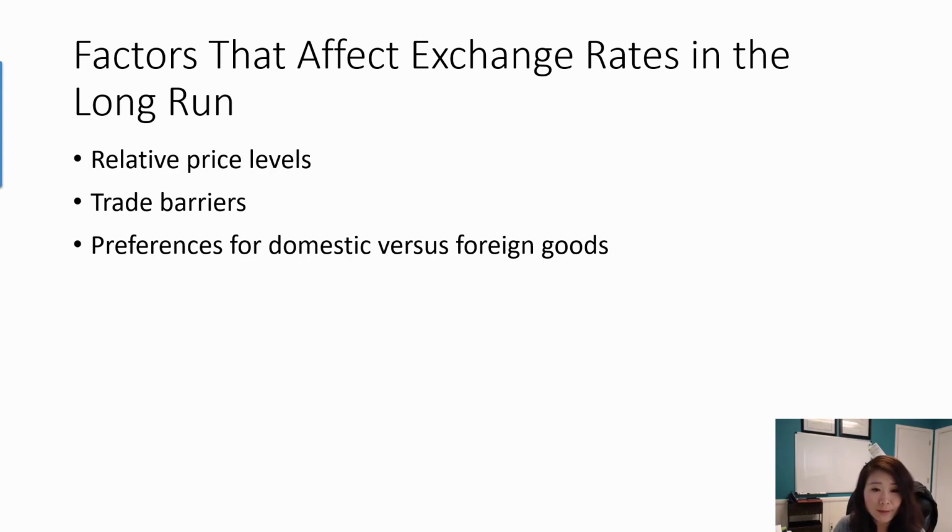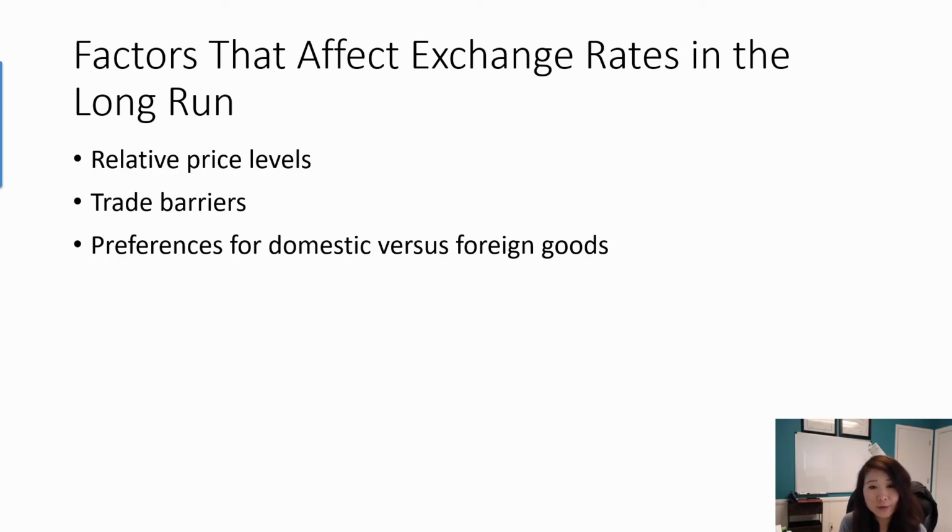How about the preference for domestic versus foreign goods? Let's say U.S. consumers fall in love with Chinese goods, which means imports from China will go up. People will need more Chinese currency because they need to purchase Chinese goods. So when imports go up, the domestic currency will depreciate, because people need more Chinese yuan, not US dollars, to buy Chinese goods. That's why when imports go up, the domestic currency will start to depreciate.